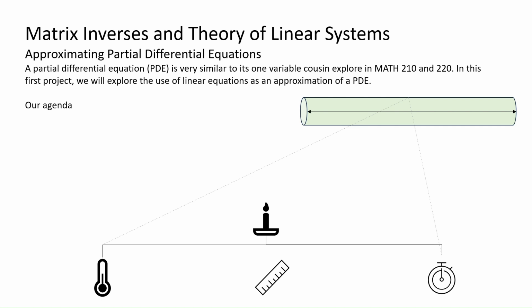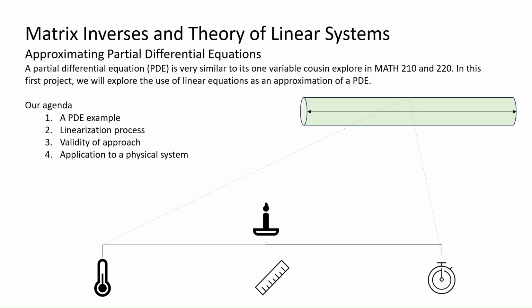Okay. So today we're going to look at a PDE example. This example is just to kind of get us used to and test the following things: the linearization process, the validity of the approach. We're going to get a numerical result and compare it to the derivative, and then the application to the physical system. So the physical system on the right, we're going to approach with the physical ideas represented mathematically, and then we're going to derive the linear system for that physical system modeled by the PDE. All right, diving in.